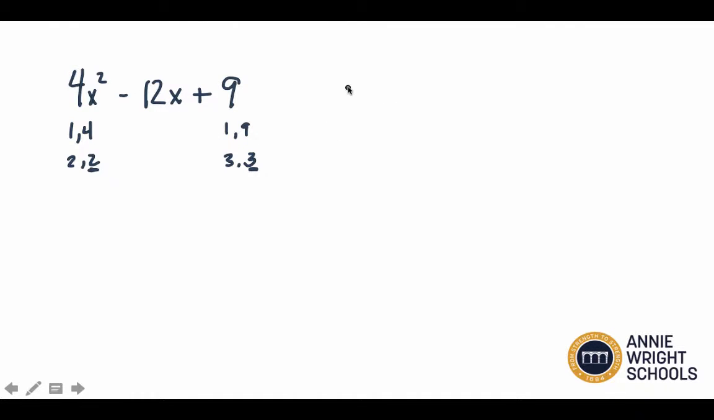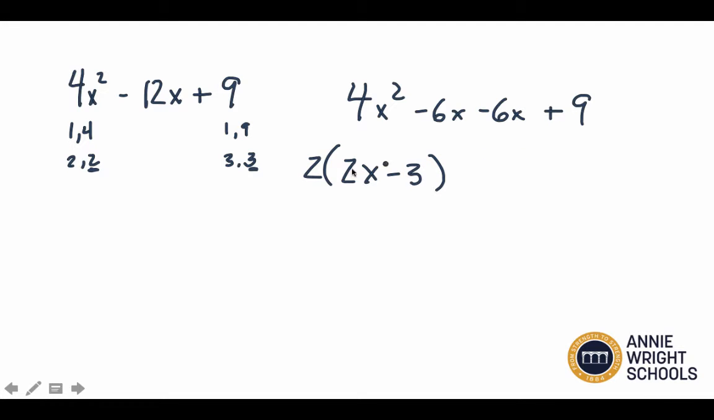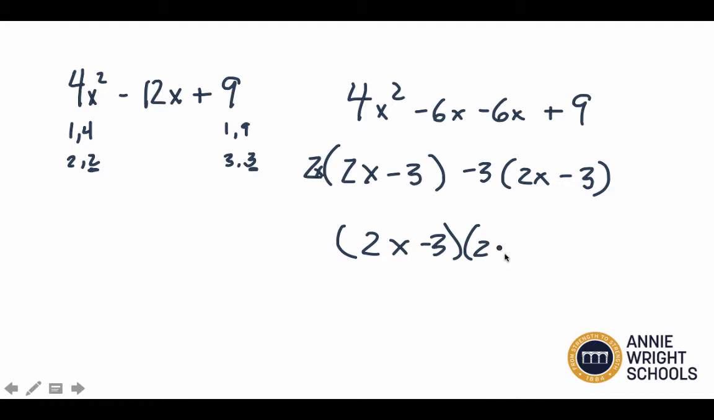So, for those of you that like to split the middle term, 4x squared minus 6x minus 6x plus 9, you get 2x minus 3, factoring out a 2x. Factoring out a negative 3 here, you get 2x minus 3, and then you're left with 2x minus 3 times 2x minus 3. Good. And you can write that as 2x minus 3 quantity squared.